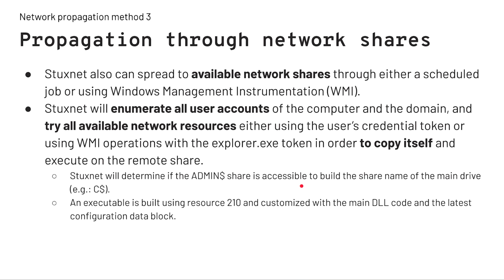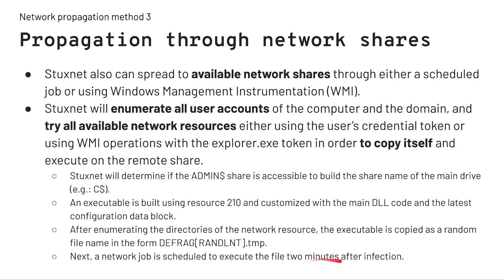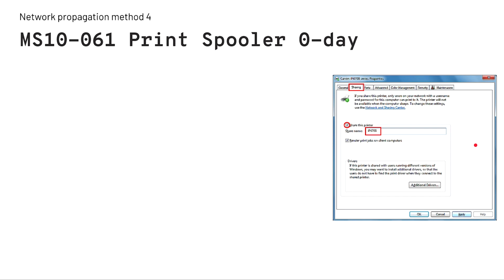Specifically, it will determine whether the admin$ share is accessible, and then build the executable using one of the resources in the DLL, and after enumerating, it would copy the executable it just dropped to a random file name that doesn't look very suspicious, and it would schedule a network job to make sure that the file will be executed 2 minutes after infection. So it would send the file to any available network shares, and schedule a network job to execute that file, and that file will be executed locally and infect that machine as well.